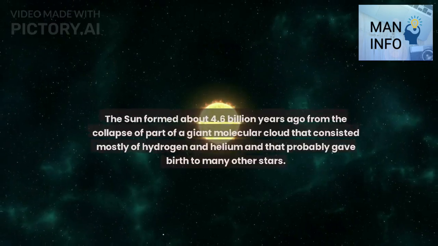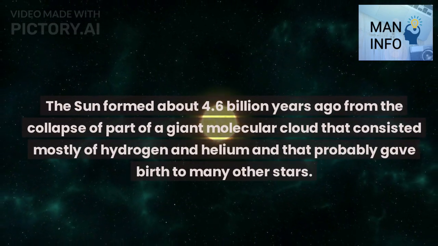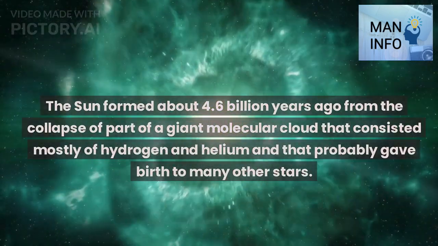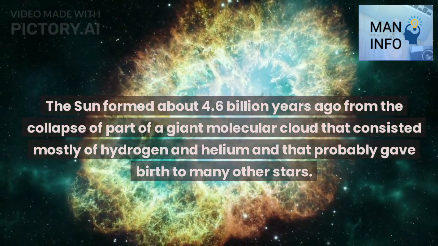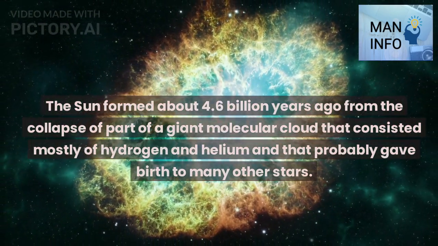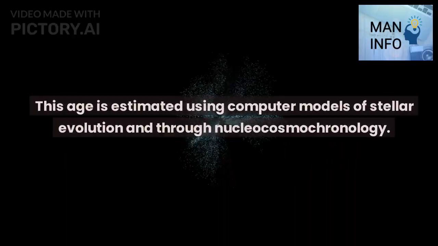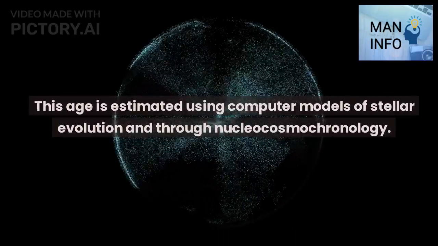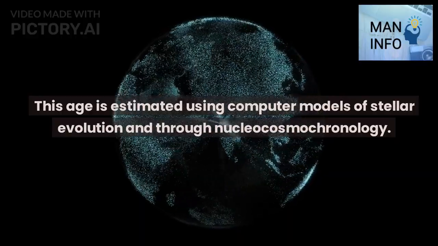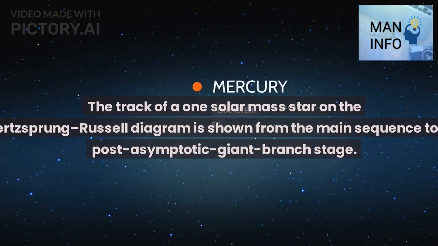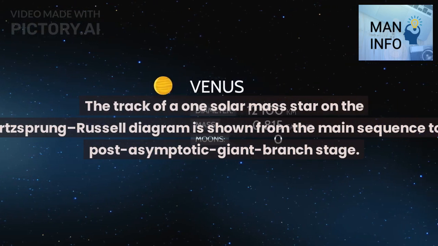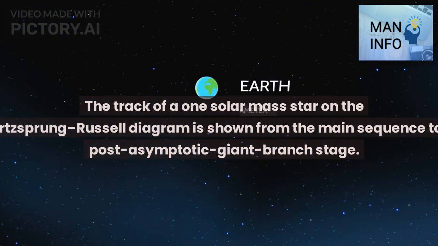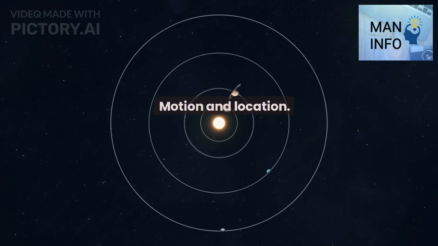Formation. The Sun formed about 4.6 billion years ago from the collapse of part of a giant molecular cloud that consisted mostly of hydrogen and helium and that probably gave birth to many other stars. This age is estimated using computer models of stellar evolution and through nucleocosmochronology. The track of a one solar mass star on the Hertzsprung-Russell diagram is shown from the main sequence to the post-asymptotic giant branch stage.